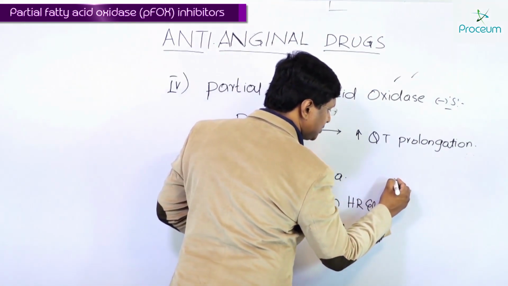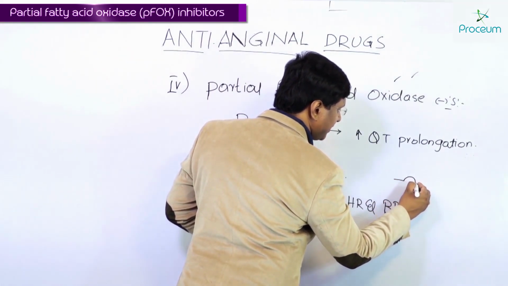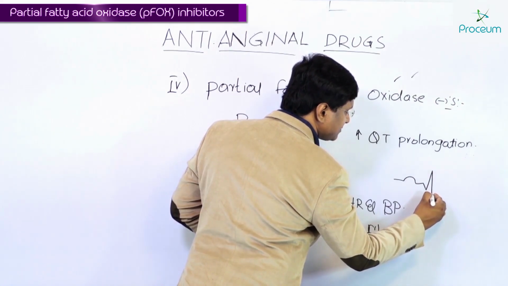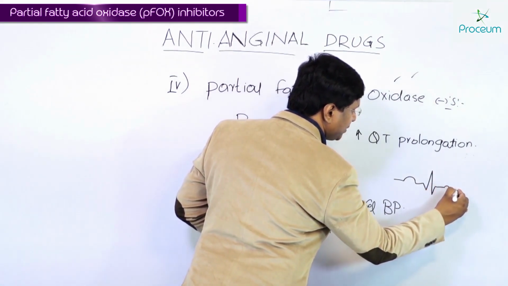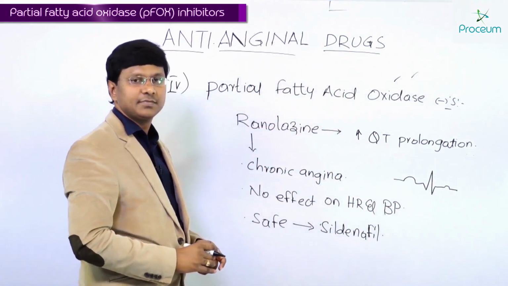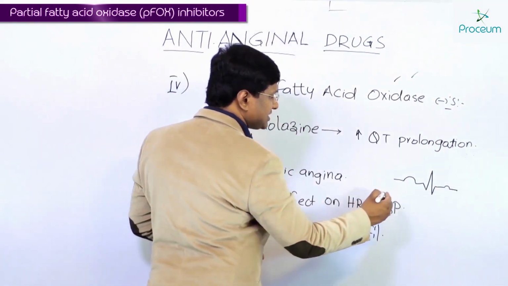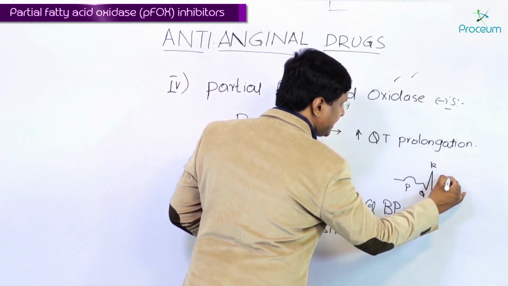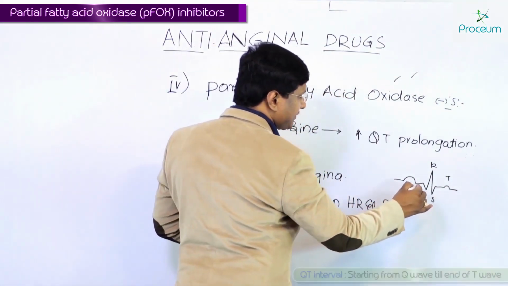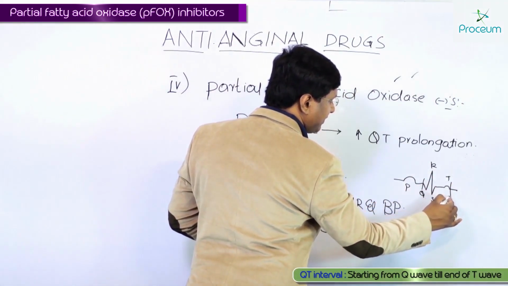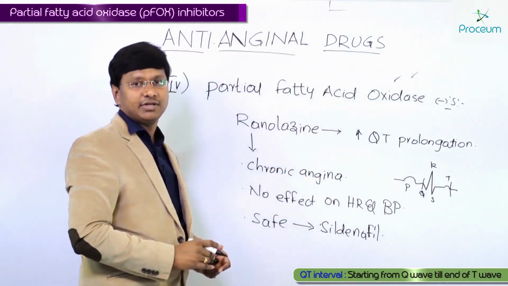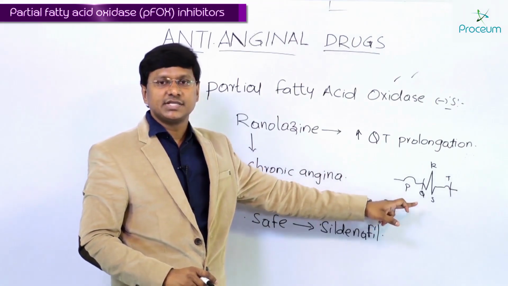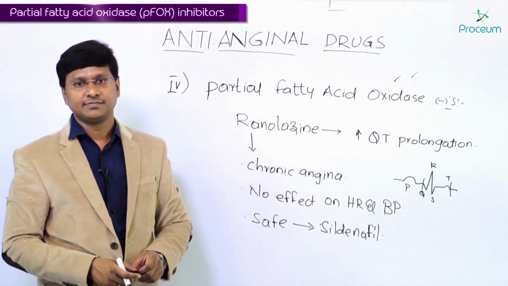For example, you see here, this is the P wave, this is Q, R, S, and then followed by that you have the T wave. So this is P, Q, R, S and T. Starting from the Q wave to the end of the T wave, this is called the QT interval. Ranolazine will increase this QT interval.